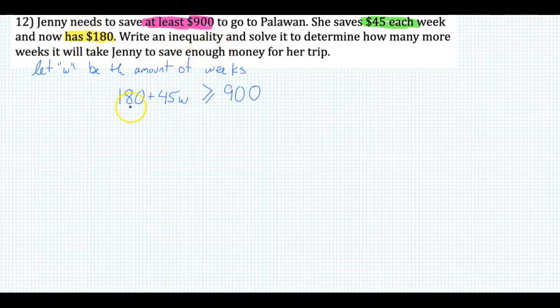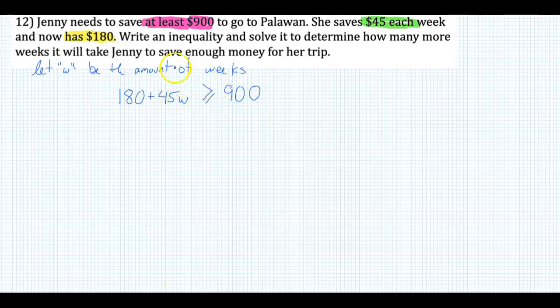There's my inequality, right? Let's just double check to see if that makes sense. She starts with 180. Okay, we have 180. And she's adding $45 per week. We need to get at least 900, so we could have more than 900, but it has to be at least 900. So it could be equal to. So it's greater than or equal to.